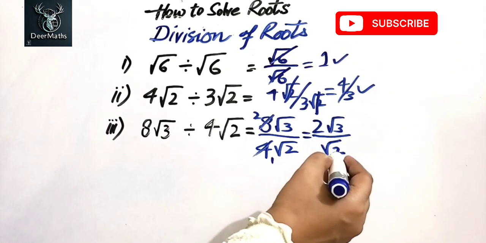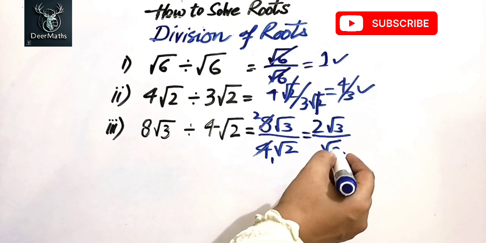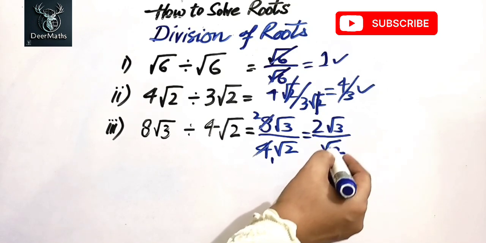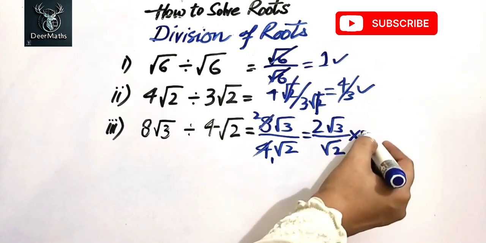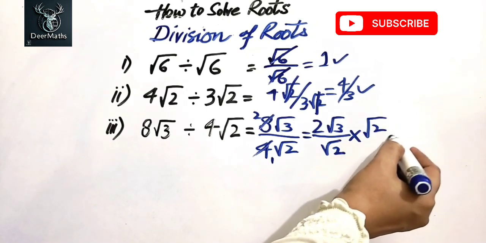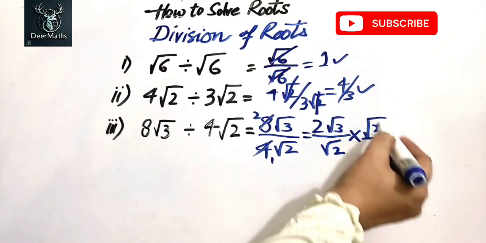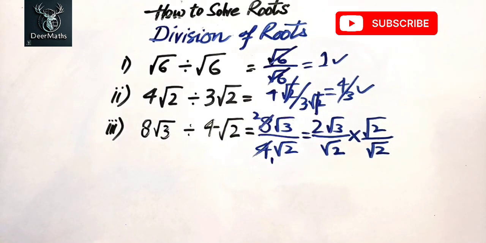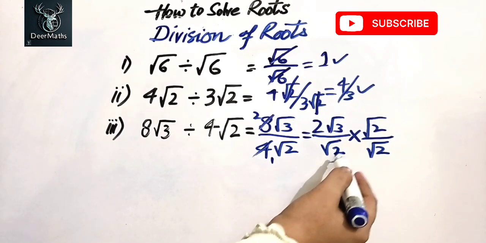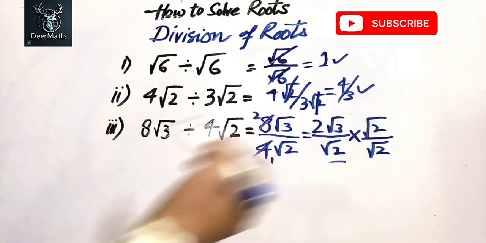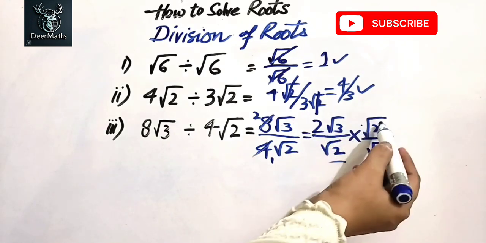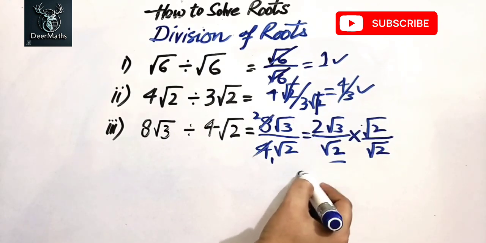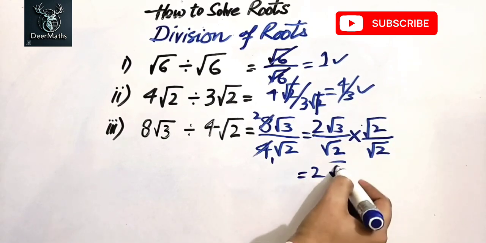In roots we don't have any value not in the answer. We don't have an answer with a root sign. So how can we remove the root? We can multiply and divide this answer with under root 2 upon under root 2. We can multiply and divide the answer with the root value which is in the denominator. Here under root 2 is remaining in the denominator, so we can multiply and divide with under root 2. So 2 ones are 2 and the roots are multiplied, so we get 2 3 twos are 6.